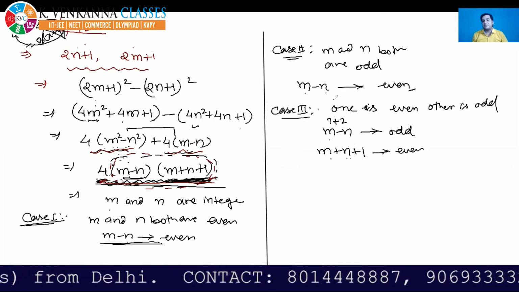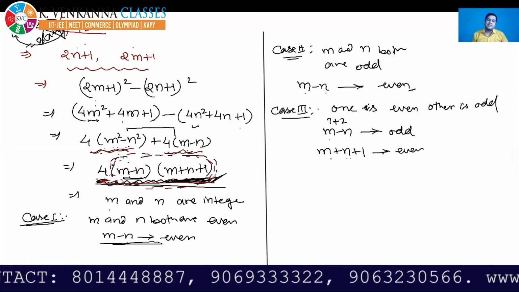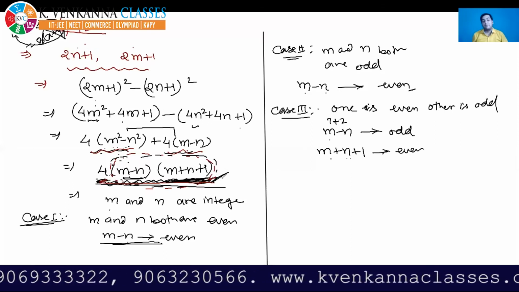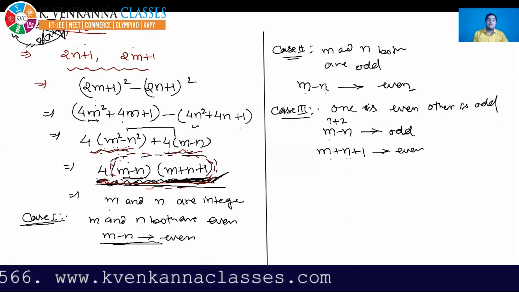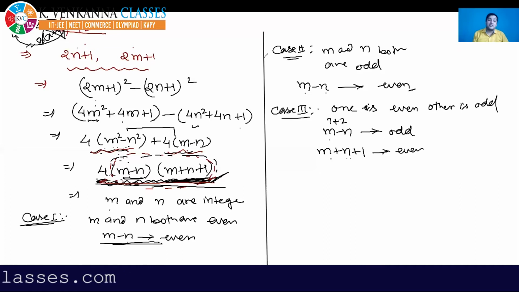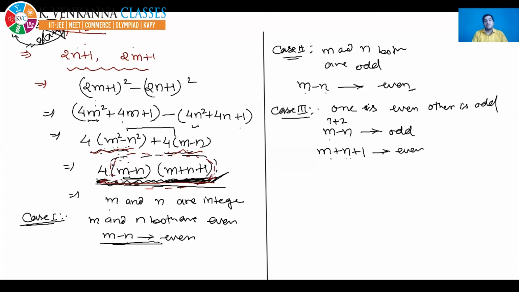So there can only be 3 cases. In all the cases, this is a multiple of 8. So I have proved that the difference of squares of any two odd integers is always a multiple of 8. This is the correct way.